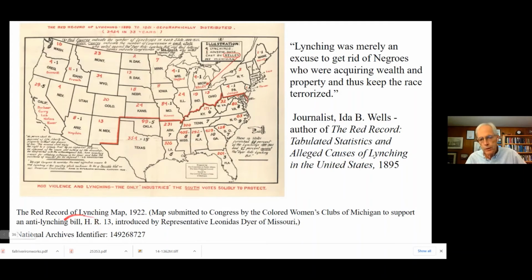The problem was that local people would form a lynch mob and kill a person, but then they would go before a local jury and the local jury would find them not guilty. So the idea that you have African-American women in Michigan who might have migrated there from the South, who have a club, and in their club they're pushing for protection against lynching, perhaps shows that they are seeking to protect relatives and friends back home.